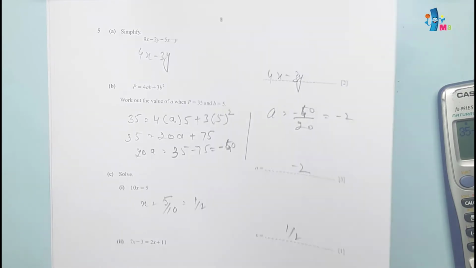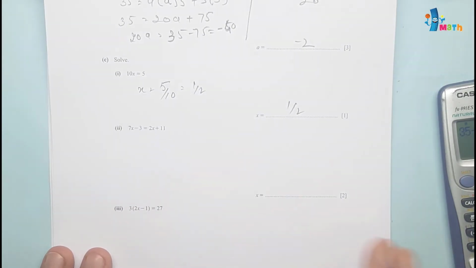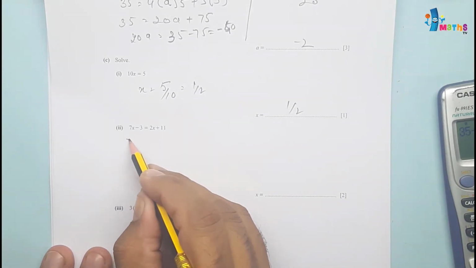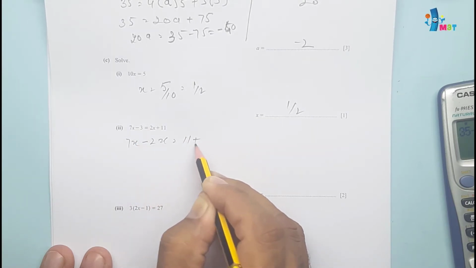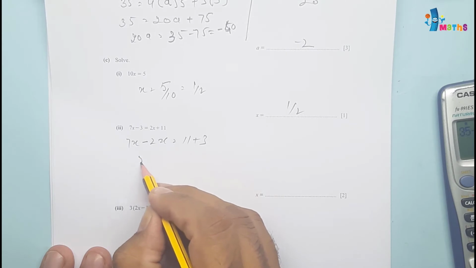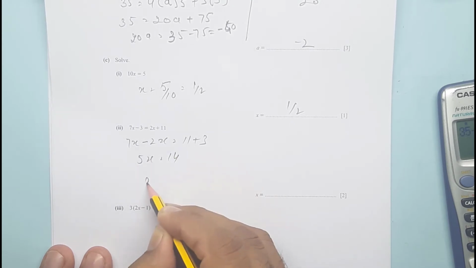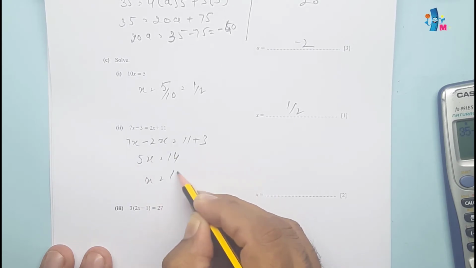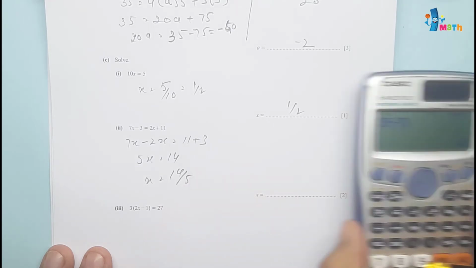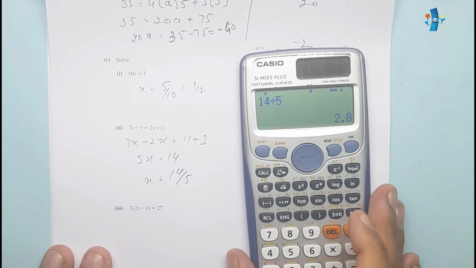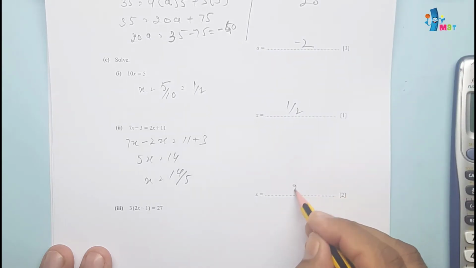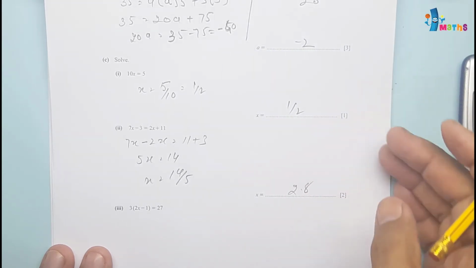Part 2. Algebraic equation, we have to simplify 7x. We can shift 2x to this side. 7x minus 2x is equal to 11 plus 3. So 5x is equal to 14. X is equal to 14 over 5. And 14 divided by 5 means what? 2.8. So our answer will be 2.8.